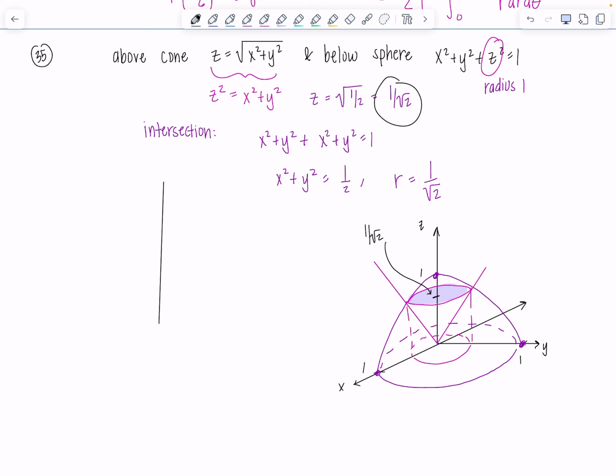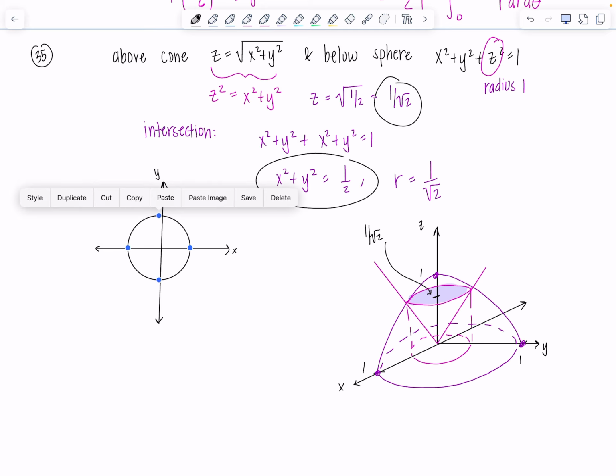So what's that region look like? We just solve for it here. It's a circle, and the radius is 1 over root 2. Let me shade it the same. Okay, perfect. Now, let's identify the solid because we're going to have to do top minus bottom. We're actually integrating a function now because we need a volume. So the solid is above the cone and below the sphere.